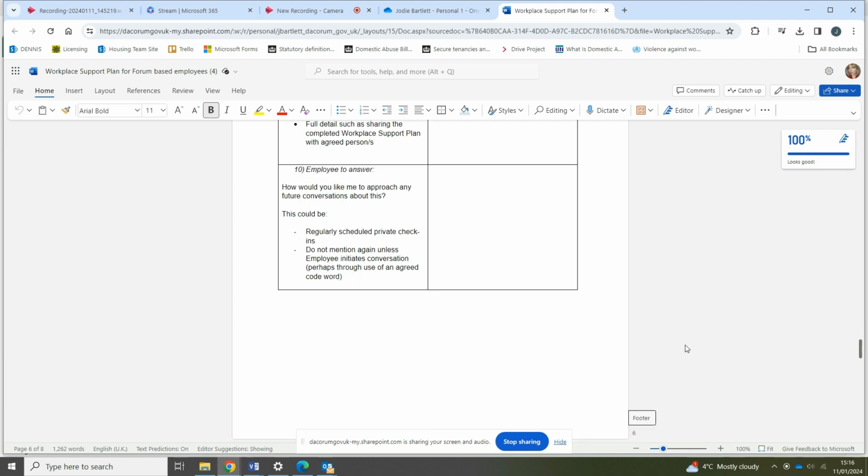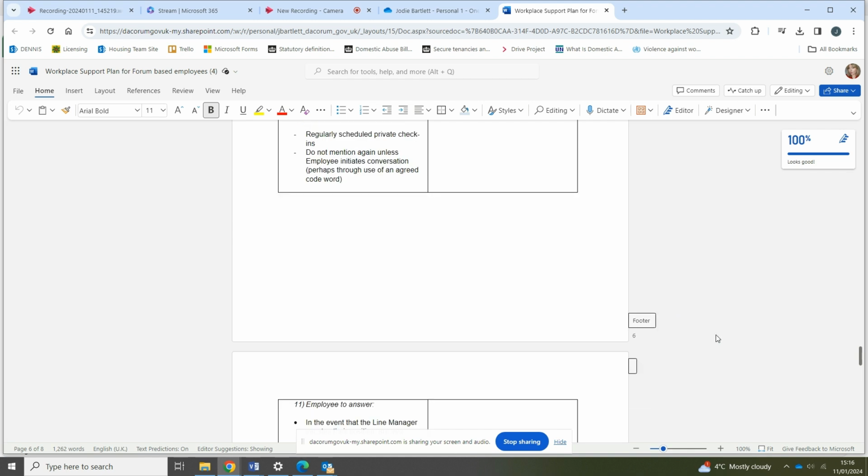And then towards the end, we also have looking ahead how they would like you to approach any future conversations about this. So it may be that they want to regularly schedule private check-ins with you. It may also be that they don't want it to be mentioned again unless they initiate the conversation. You could perhaps agree a code word that would allow them to discreetly mention that they needed to update you on something, and that's something that you could talk to your employee about.